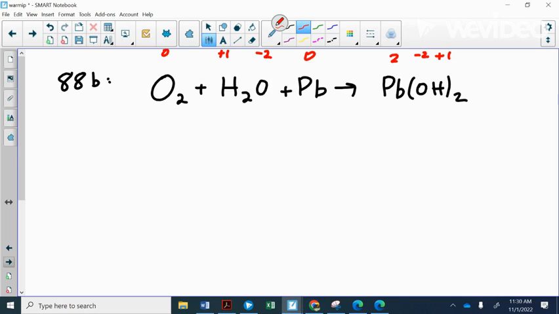Yep. Could we have also figured that out because there's two OHs in it? Yeah. Yep, each OH is -1. There's 2 of them to make a neutral compound. That means the lead, because there's only one of them, had to be +2. All right, questions on the charges? Who's being oxidized?